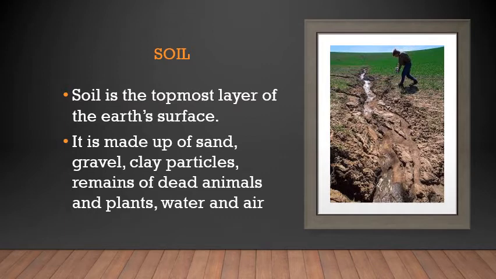It is made up of sand. Different sand particles are present. Gravel means small stones are present. Then clay particles are present. Remains of dead animals and plants. Then water and air. These are the things that make up the topmost layer of the earth surface.